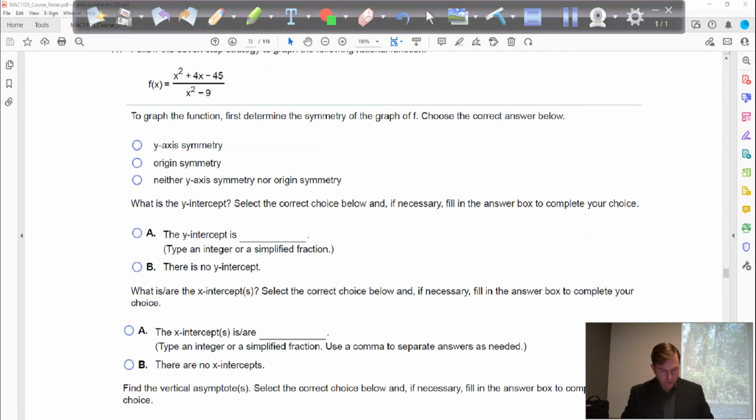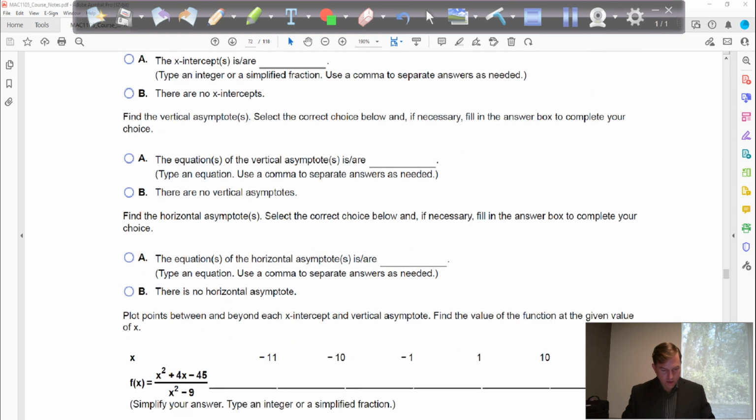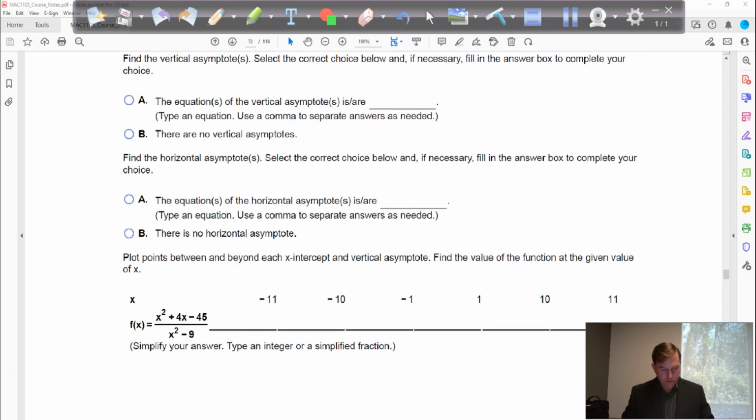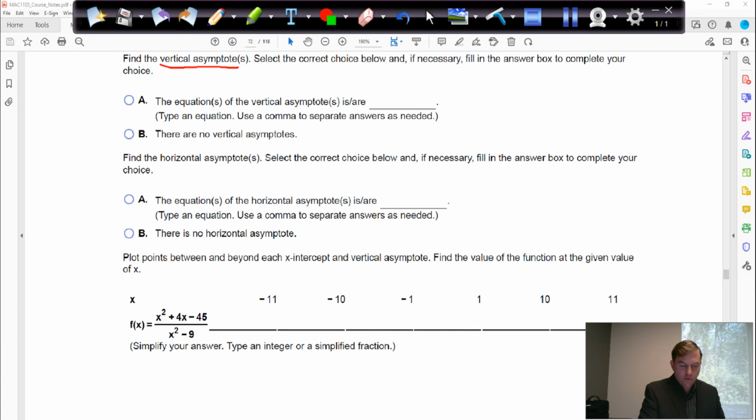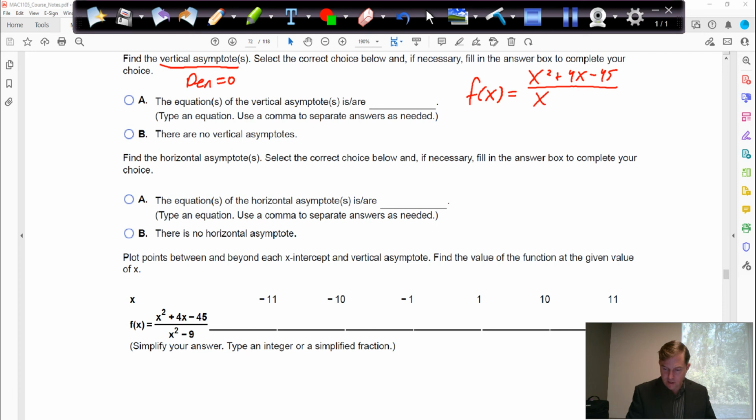So those are 3 of the 7 steps. Now we're going to look for vertical asymptotes and horizontal asymptotes, and then it's going to have us plug in some numbers and get a little more insight into this picture. Vertical asymptotes occur when the denominator equals 0. So let's look back at our function. It was x squared plus 4x minus 45 all over x squared minus 9.